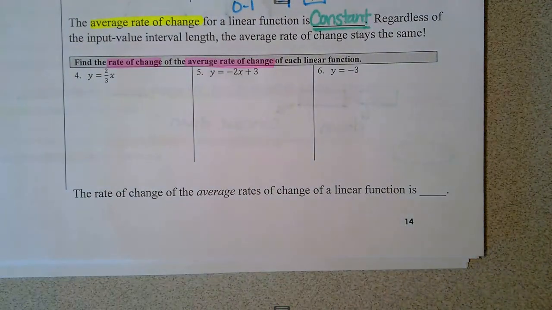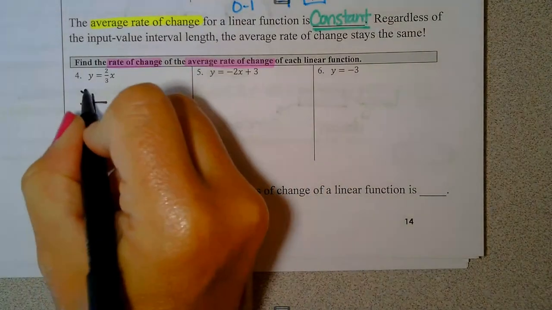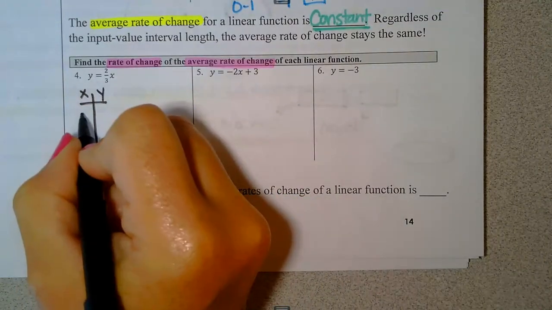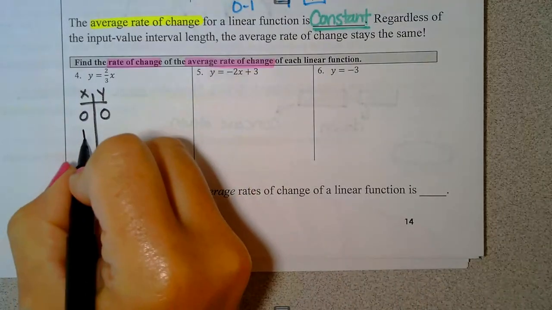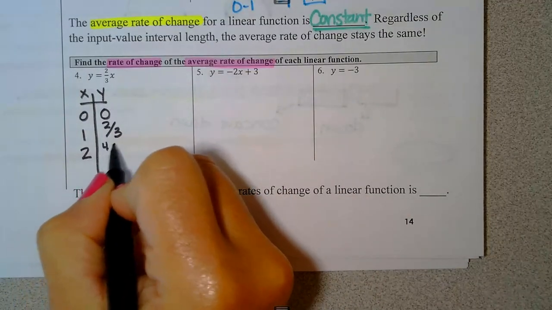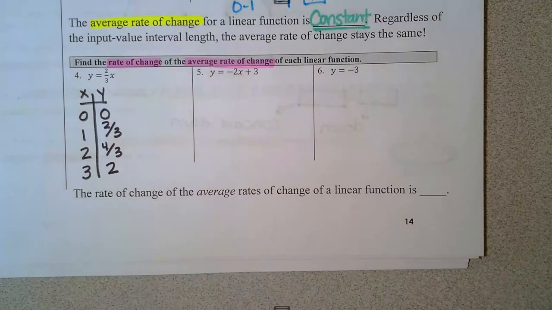So here's my easiest way to explain it. Okay, here's the easiest way I can see it. This is just how I see it. Do you remember in Algebra 2, we used to do little tables like this? If I put in 0 to that equation, I would get 0. If I put in 1, I would get 2/3. If I put in 2, I would get 4/3. And if I put in 3, I would get 2. You with me so far?